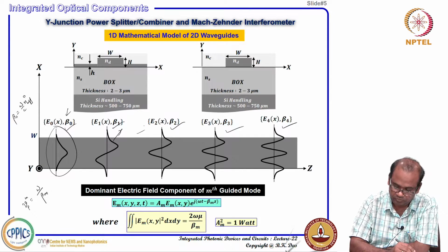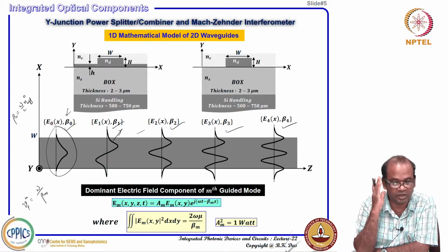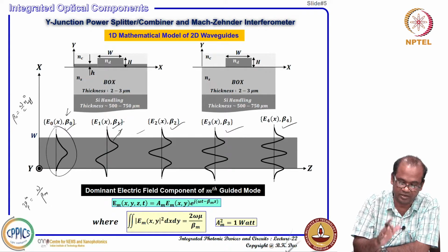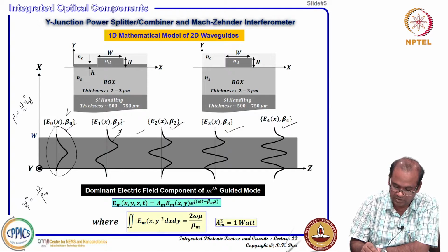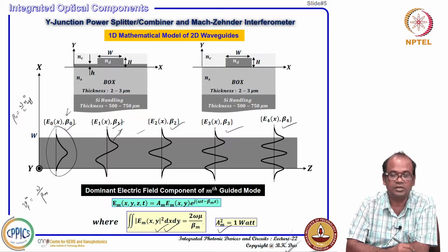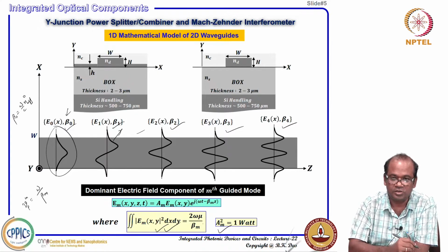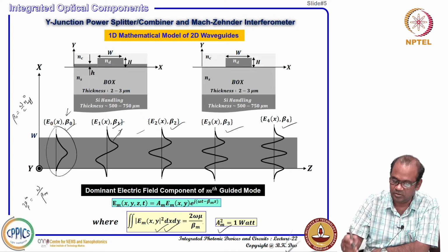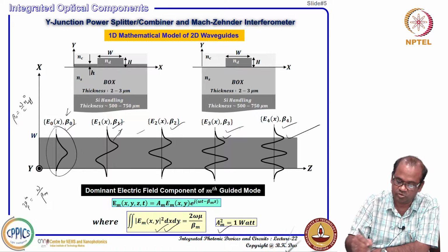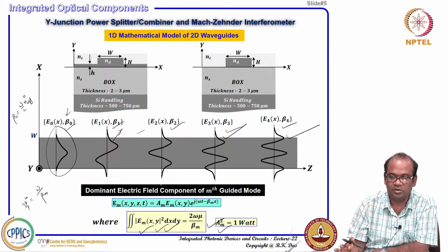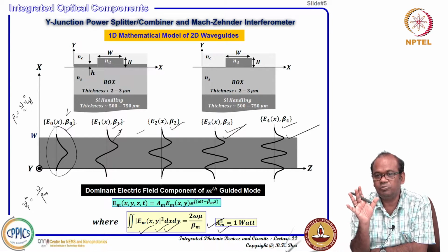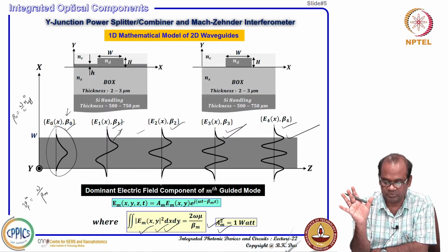Now, we should keep in mind all the time that this is a 2D waveguide, we are showing it in 2 dimensions, and this condition is valid and the amplitude is also valid, that is, all the modes are normalized to 1 watt. This mode is also normalized to 1 watt, this mode also normalized to 1 watt, that means this condition is fulfilled for all the modes. That is what we assume for mathematical analysis purposes.